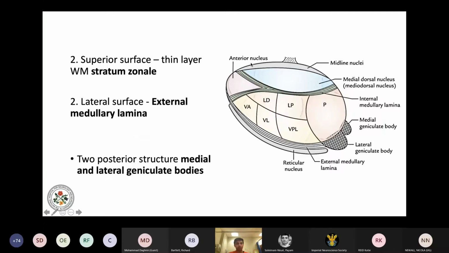Now you've got two other white matter bands. So on the superior surface, not seen on this image, there's a very thin layer of white matter called the stratum zonale. And on the lateral surface, as we can see in the diagram here, there's another layer of white matter called the external medullary lamina. And at the back, there's two small outpouchings or structures. This is the medial geniculate body, as you'd expect on the medial side, and the lateral geniculate body. So just have a look at these names quickly, and then we'll cover in a bit more detail what they exactly do.